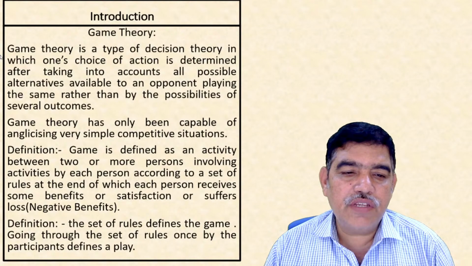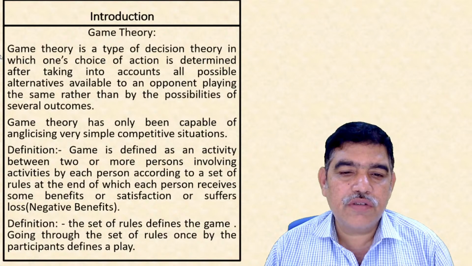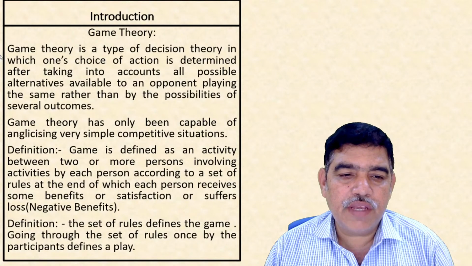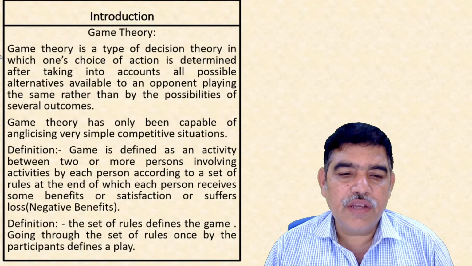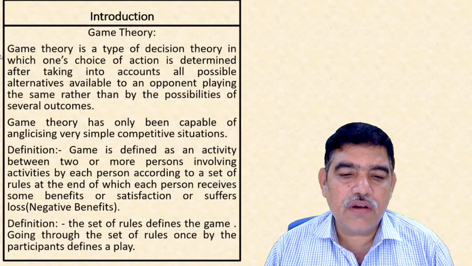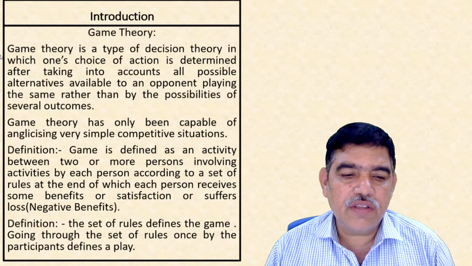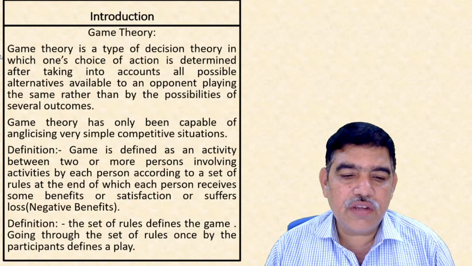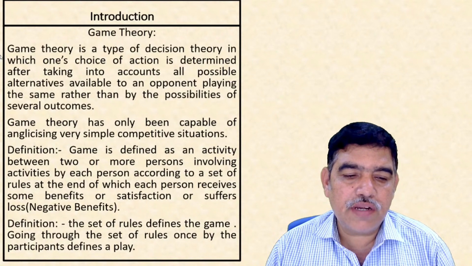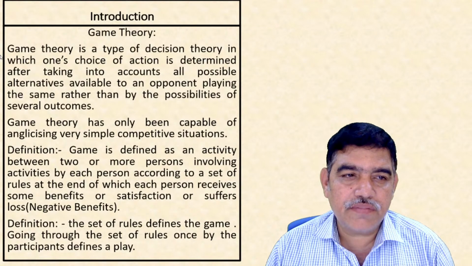The definition of game theory: a game is defined as an activity between two or more persons involving activities by each person according to a set of rules, at the end of which each person receives some benefits or satisfaction or suffers loss, that is also mentioned as negative benefits. Another definition: the set of rules defines the game. Going through the set of rules once by the participants defines a play.